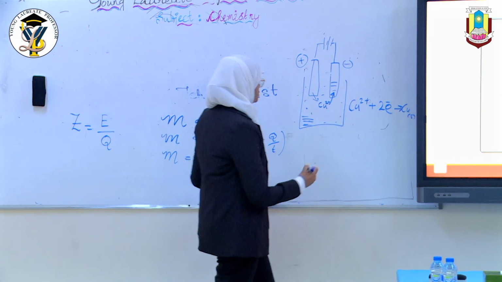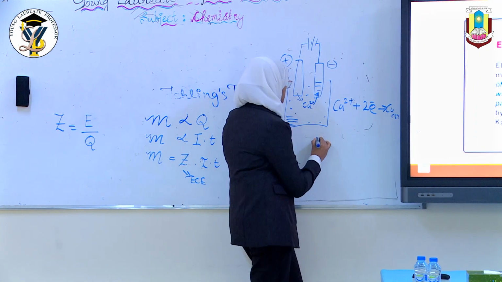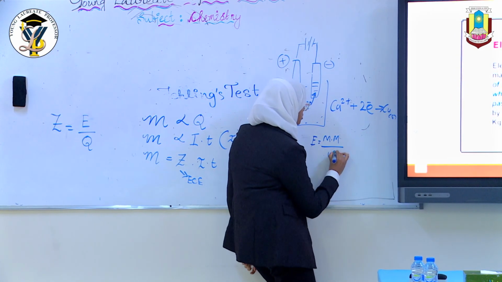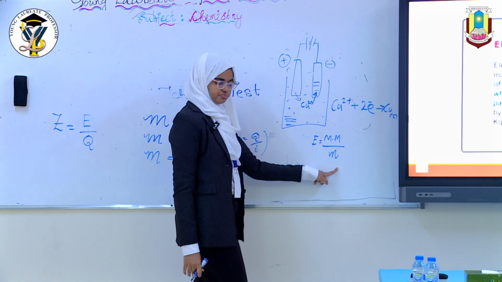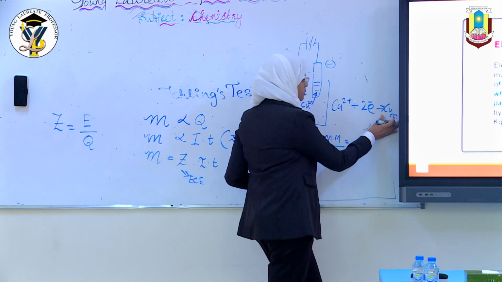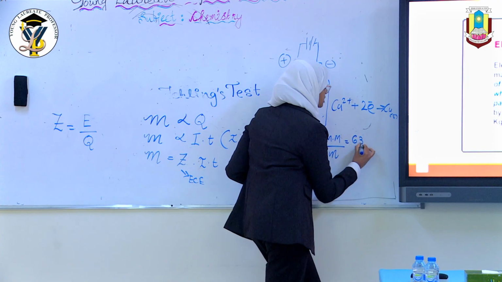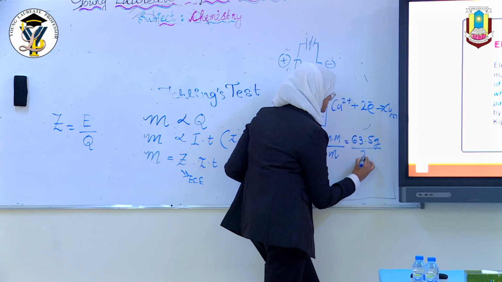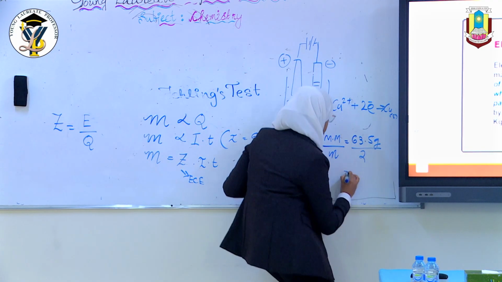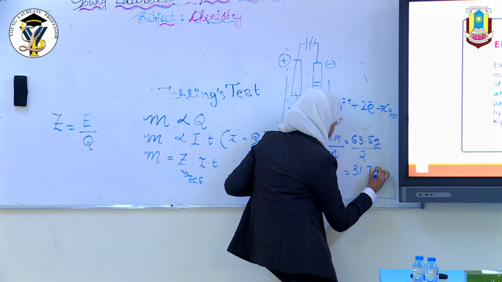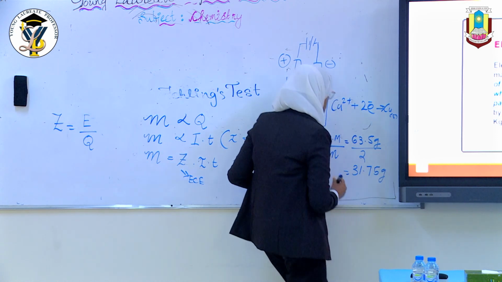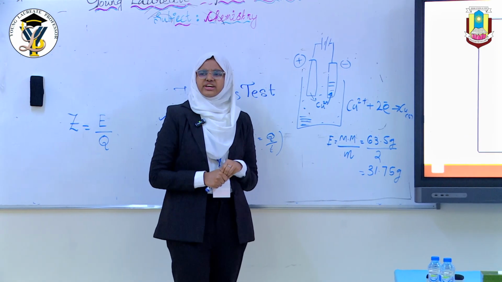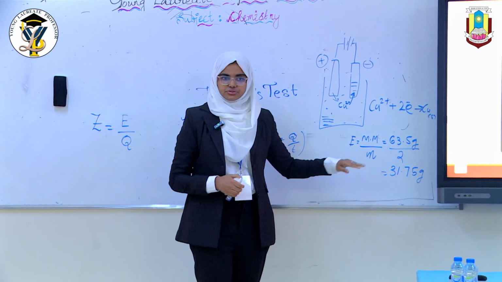To calculate that, we know that equivalent weight is equal to molar mass divided by the number of electrons transferred. The molar mass of copper is 63.5 grams divided by 2 electrons. So with that we get 31.95 grams. But we know that during electron transfer, we are not just transferring electrons, we are also transferring charge.